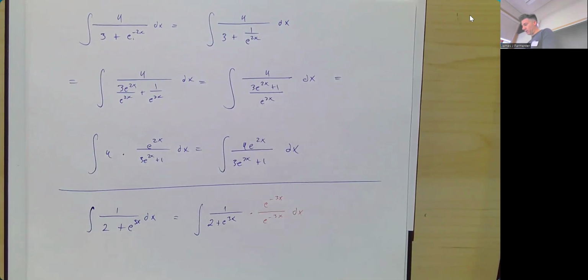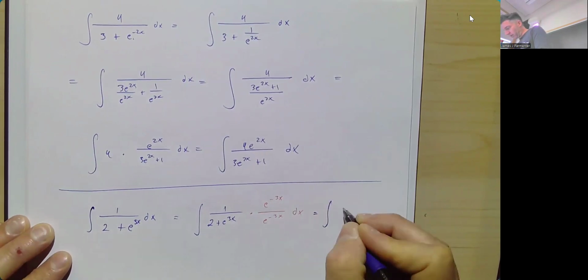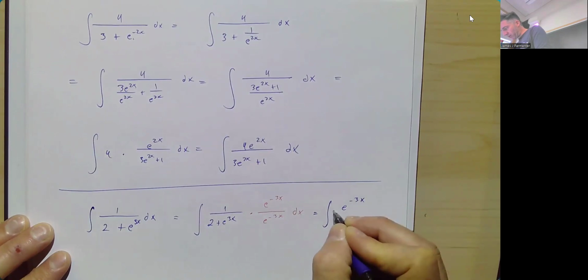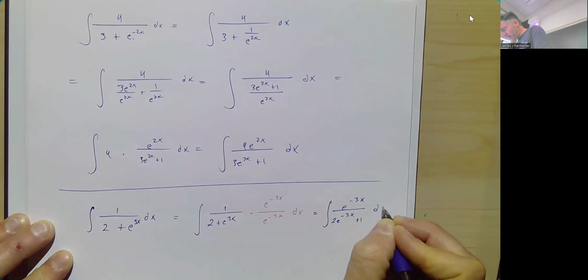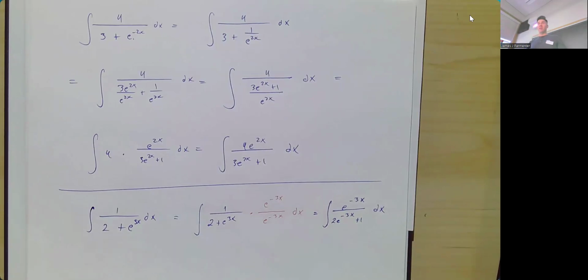And then you would end up getting the integral of e to the negative 3x over 2e to the negative 3x plus 1. And then you would do this the same sort of way we just did the previous one. You would let u equal the denominator. The derivative would be essentially the numerator off by a constant multiple of some sort. And then we would do the same process.